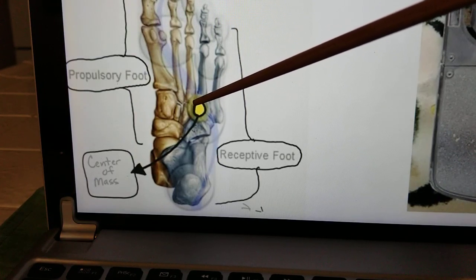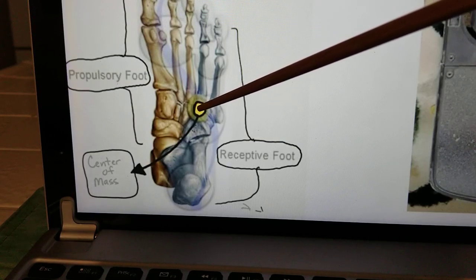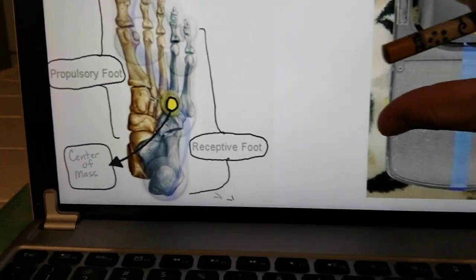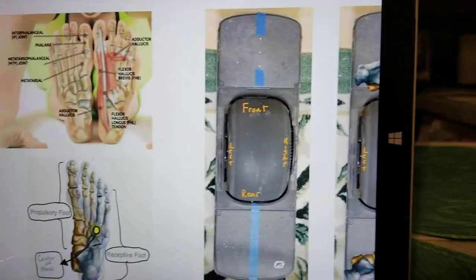I'm going to explain why it's important to know where that is later. So once you're able to locate your own center of mass point, let's go now to the OneWheel Pint board and explain how we are going to apply that knowledge.